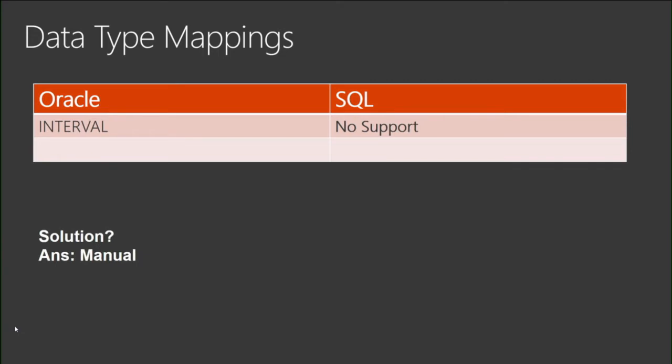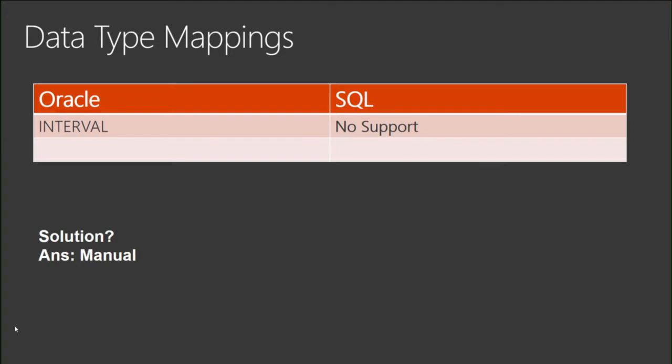Oracle has a data type called interval. Unfortunately, SQL Server does not have this data type. So there is no support in SQL for interval, and likewise, SSMA would completely ignore this. So if you're converting an Oracle table that has a column of interval data type and you move to SQL, SSMA will just convert it to varchar.